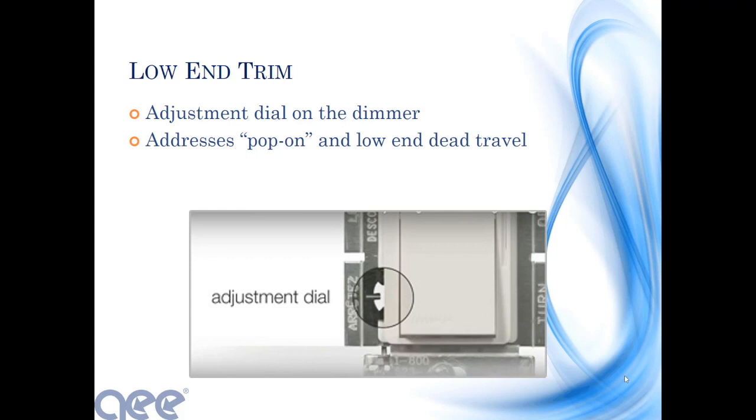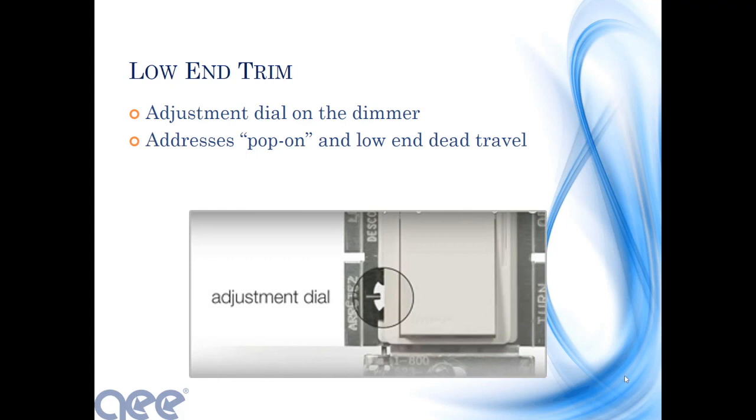So getting a dimmer that's specifically designed for LED should resolve those issues. But if you are looking at something, just check: does it say a minimum load requirement? Does it say a certain minimum dimmer range, that type of thing? And then adjusting the pop-on.